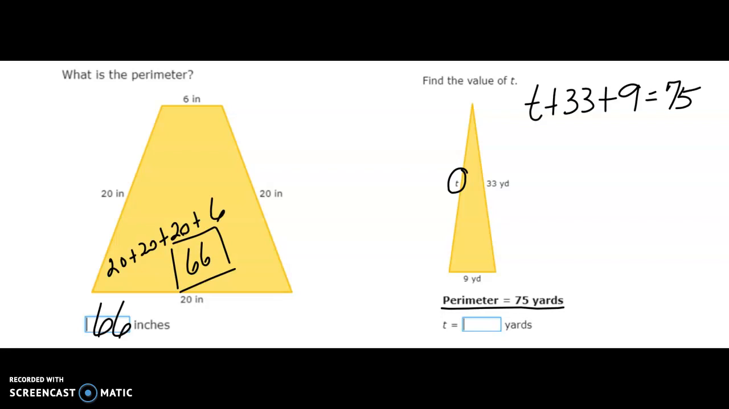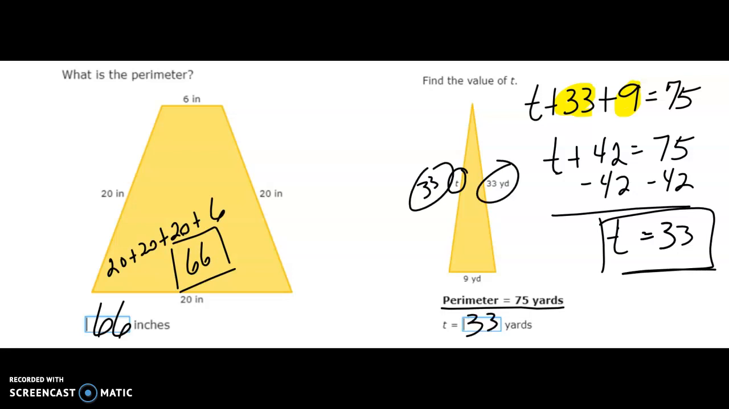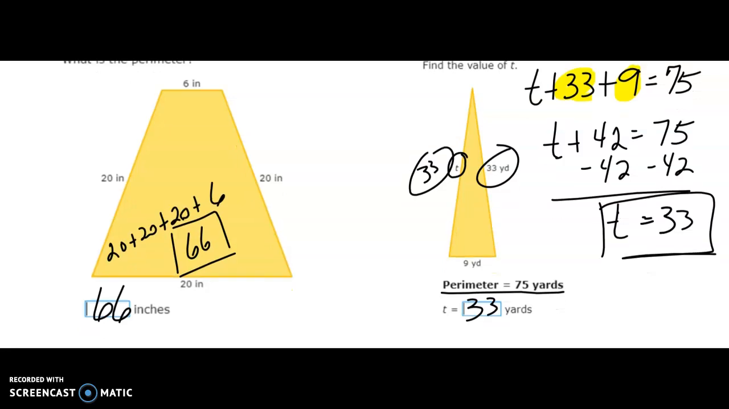75. So now we're going to do a little bit of algebra. We're going to add our like terms. 33 plus 9 is 42. And subtract 42 from both sides. And look, it is 33. So if this is 33, and this is 33, just out of curiosity, does anybody remember what kind of triangle that is called if you have 2 sides that are the same length? That's right, it's an isosceles triangle. Don't really need to know that on this one, but you know, it's always good to review.